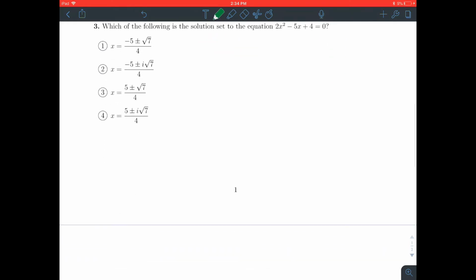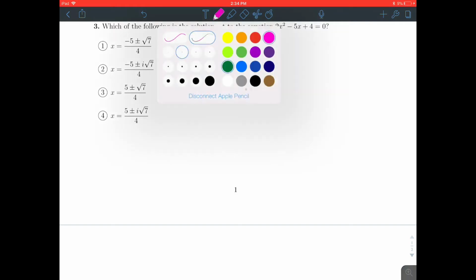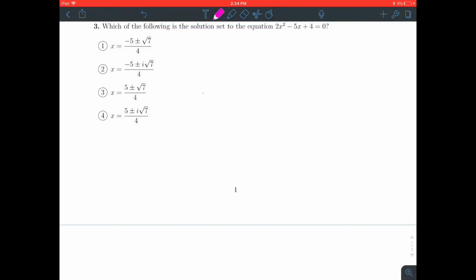All right, for problem 3, it says, which of the following is the solution set to this equation? This looks like a pretty straightforward quadratic formula one, so I'm going to let you guys do this one on your own. I'll do the more complicated quadratic formula one for you.